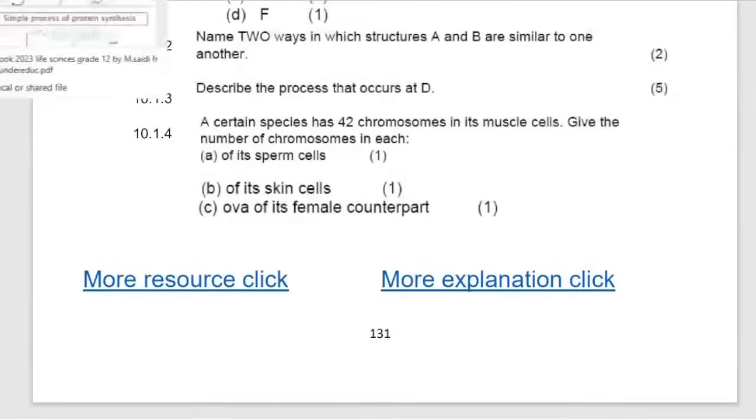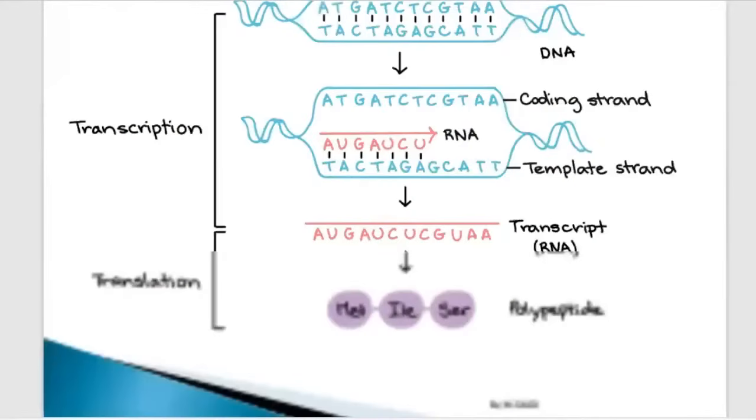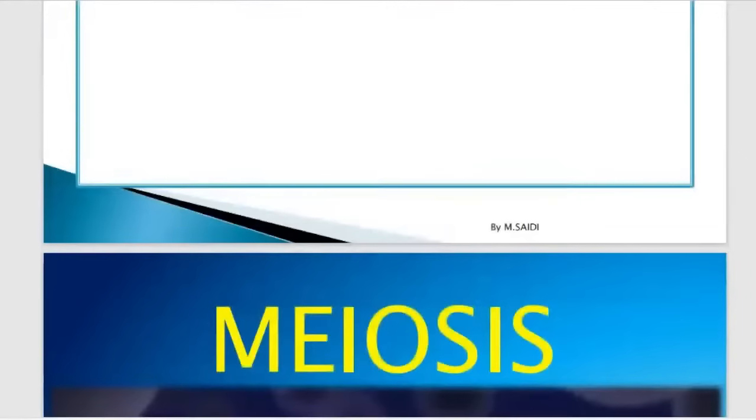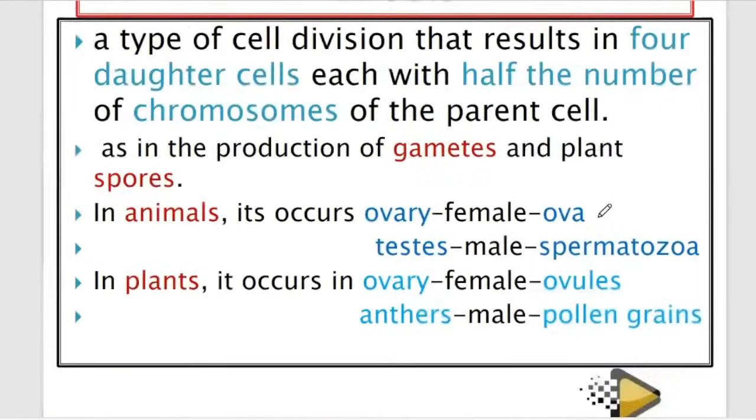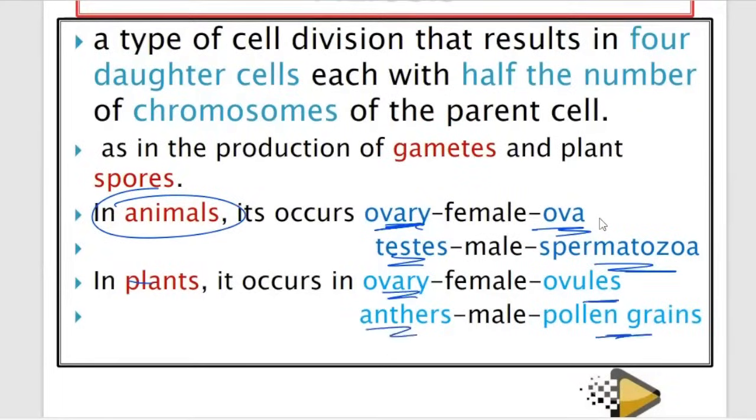I'm not going to use too much of the distinction material, but I know that you guys will make it. Lastly, before I go, where does meiosis occur? In the female, it occurs in the ovary to form ovum; in the male, the testis to form spermatozoa. Then in plants, the ovary to form ovules, and the anthers to form what? Pollen grains. That's it.